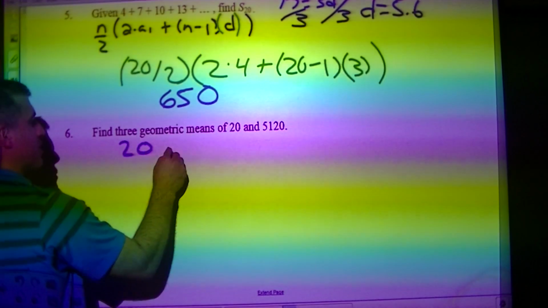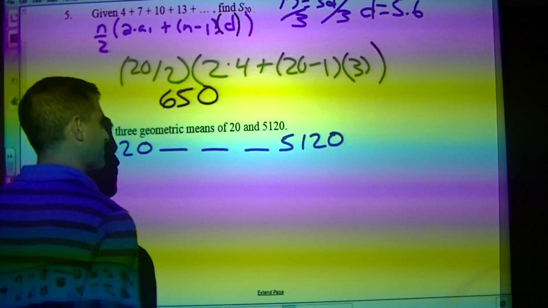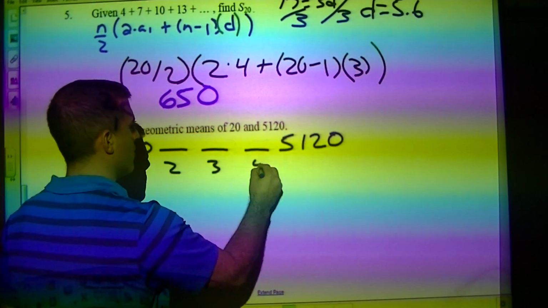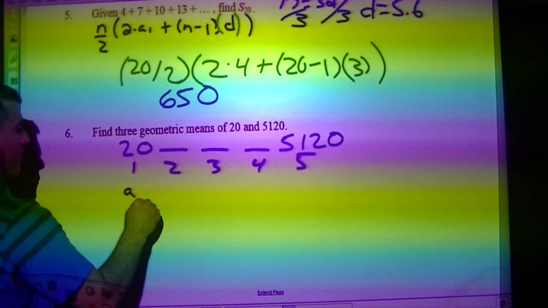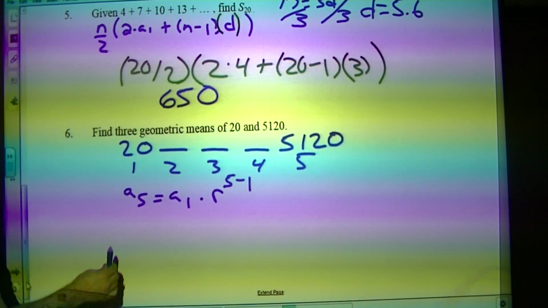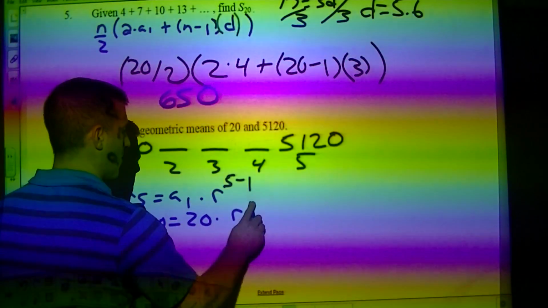Find 3 geometric means between those two. So that's 20. 3 geometric means, I got 3 spaces in that. Okay? Now that means I got 1, 2, 3, 4, 5 terms. So I use the formula A1 times r to the 5 minus 1. I know the 5th term, I know the 1st term. That's going to be r to the 4th.